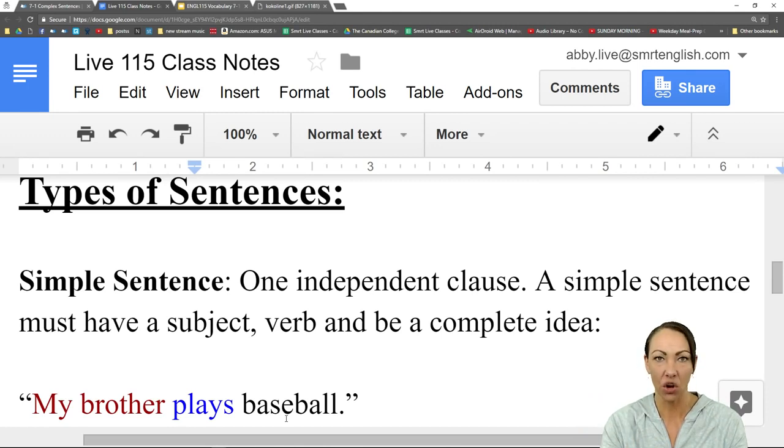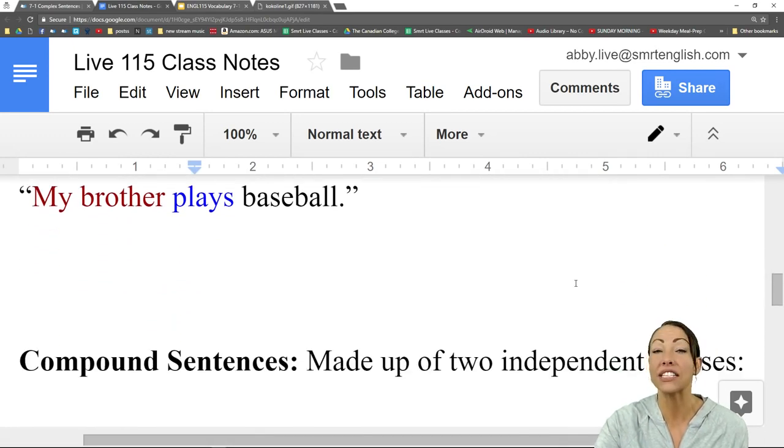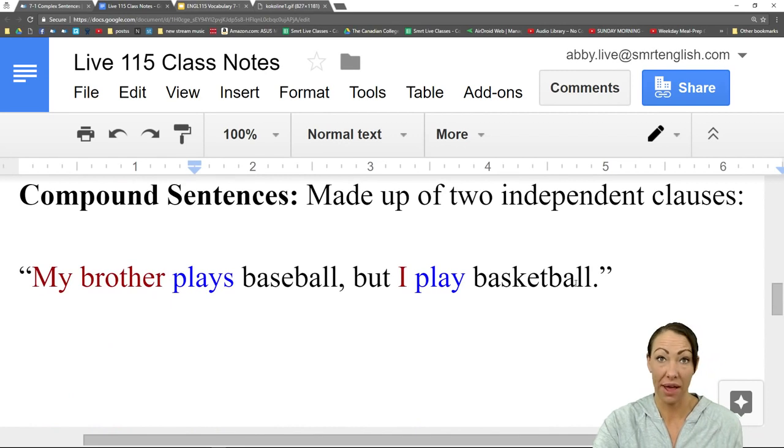So if you're taking notes, this is what we need to know. Simple sentence: one independent clause. It must have a subject, verb, and complete idea. My brother plays baseball. Compound sentence: made up of two independent clauses. My brother plays baseball, but I play basketball.